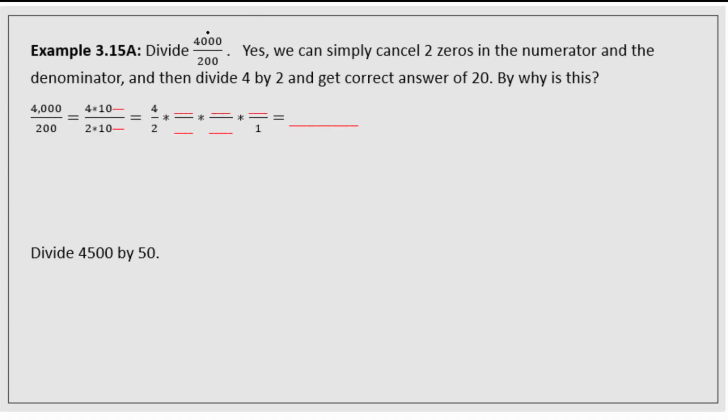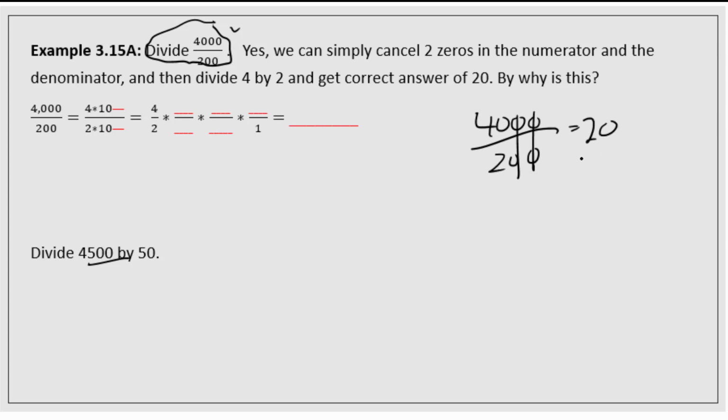So we're going to look at dividing numbers that have powers of 10 in them, and why this is a whole lot easier just to do in your head. We'll break it down, but then we'll just do this one. You can simply cancel two zeros in the numerator and the denominator. So in other words, you can go like this: 40 divided by 2 is 20. But why is that? I'm just going to explain it.